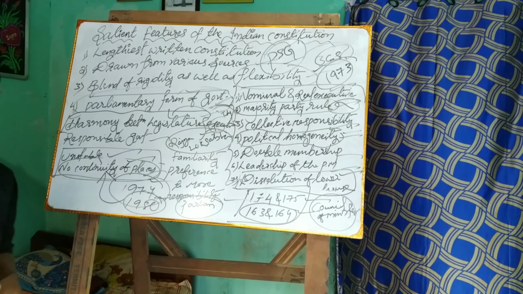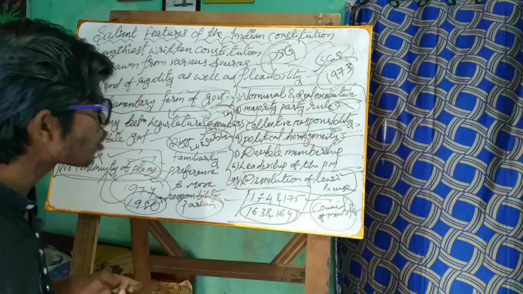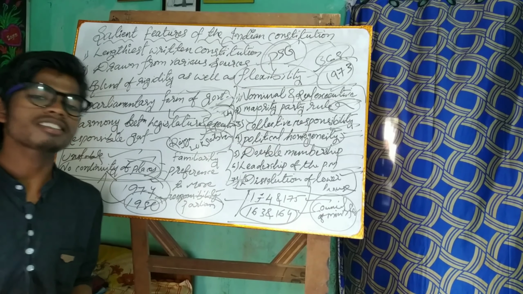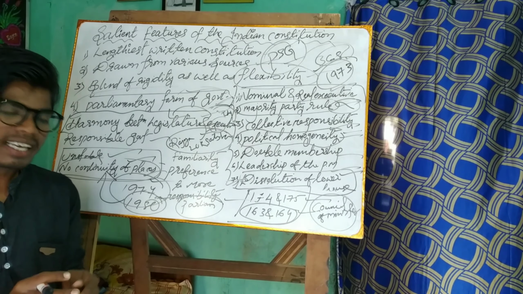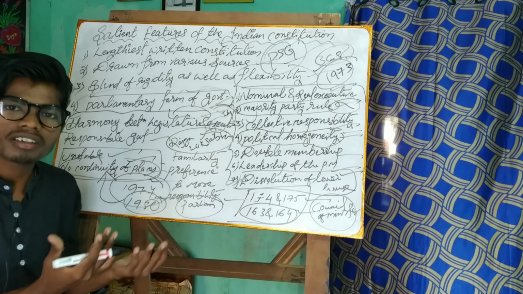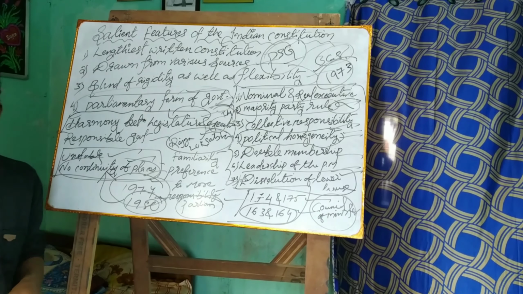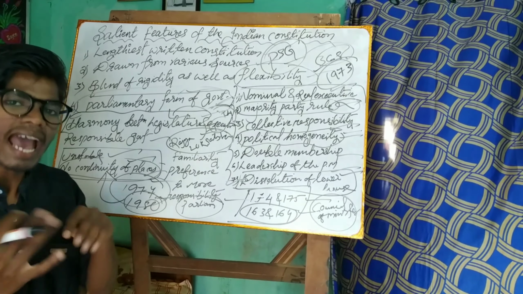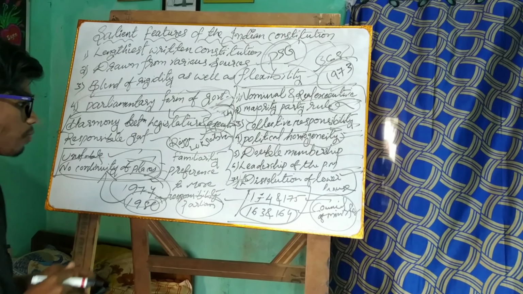In case of the presidential system, the president is the head of the state as well as the head of the government. What does he do as the head of the state? As the head of the state, he enjoys the ceremonial position, and as the head of the government, he leads the executive organs of the government.